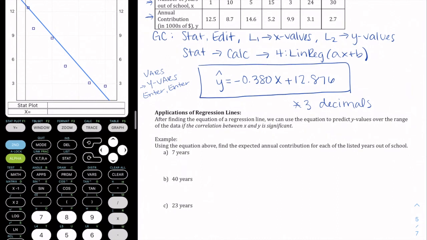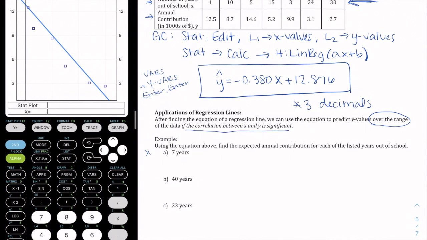Okay, so once we know our regression line, we have an application. After finding the equation of a regression line, we can use the equation to predict y values over the range of the data if the correlation between x and y is significant. We found that it was significant. The key thing here is we have to have it over the range of the data. So these are all going to be x values. If any of these x values don't fall in our range of the x values that are given in the table, then it's not meaningful. Okay, so if we look at 7, 7 is in between our range of 1 and 30, so that's good.